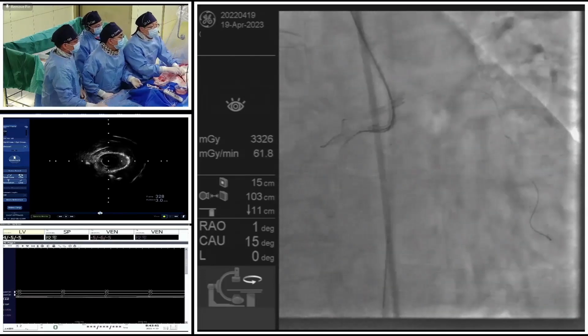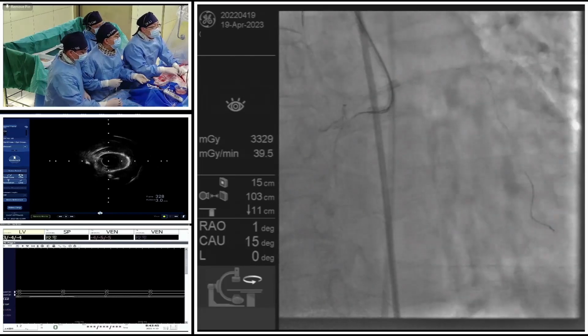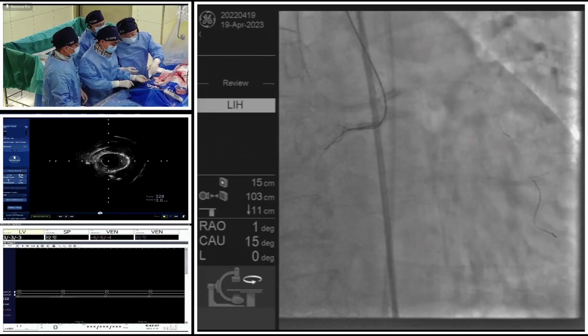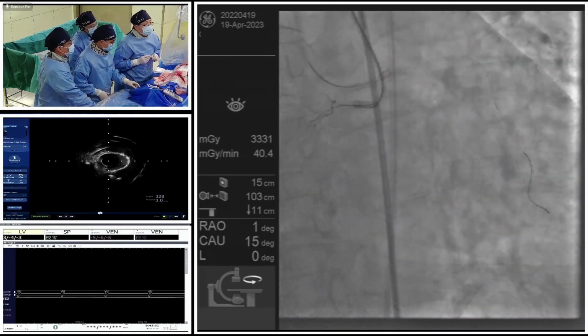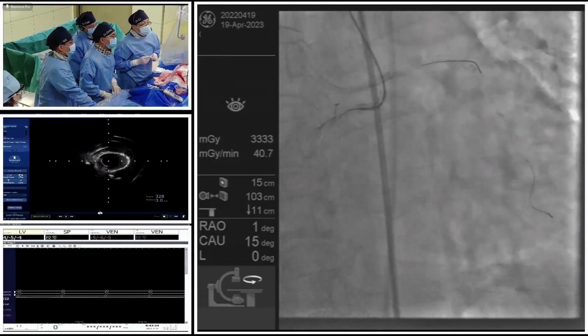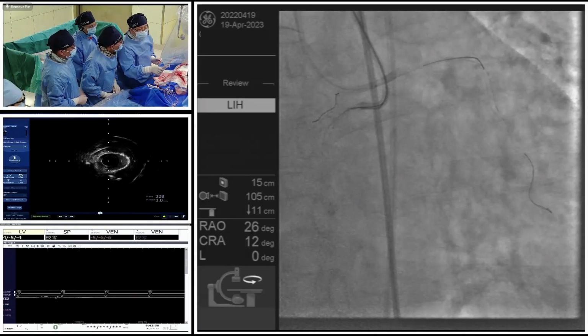Okay, so sometimes if we have the retrograde wire as a landmark, the precise wire sometimes also could suffice. Yes, we still have a chance for the kissing wire. Renal view. Okay.